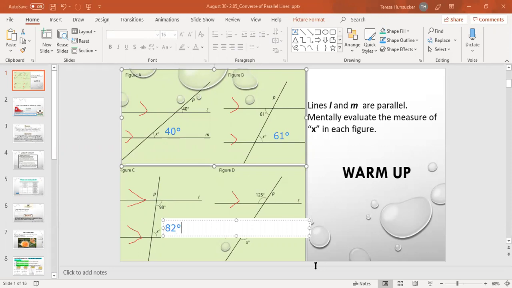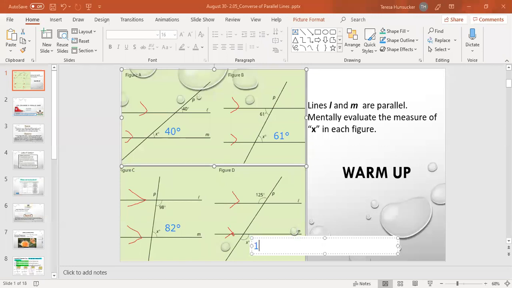All right. And lastly, right here, the 125 and X are both outside the interior where the burger would be. So they are exterior angles, they're where the hamburger top and bottom would be. And they are on either side of the toothpick. That means they're alternate exterior angles and they are congruent. All right, so that takes care of our warm up.